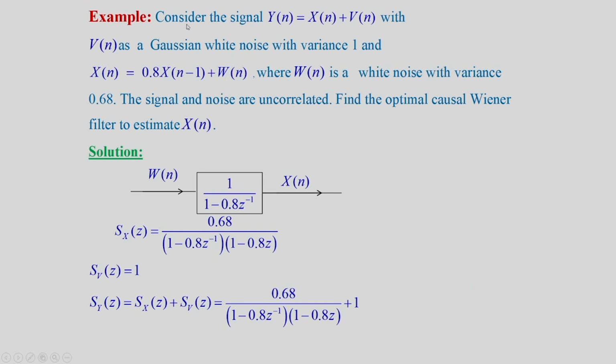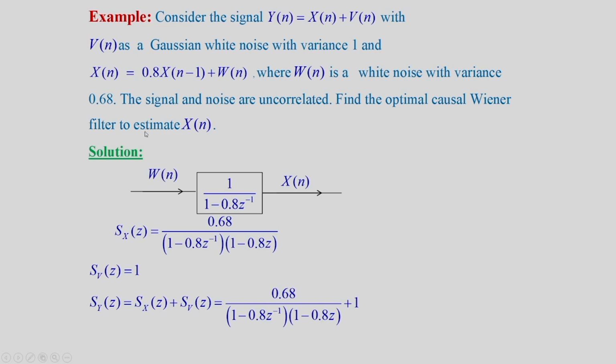Let us consider one example. Consider the signal y(n) equal to x(n) plus v(n), with v(n) as Gaussian white noise of variance 1, and x(n) given by this model: x(n) equal to 0.8 x(n minus 1) plus w(n), where w(n) is white noise with variance 0.68. This signal x(n) and the noise v(n) are uncorrelated. Find the optimal causal Wiener filter to estimate x(n).